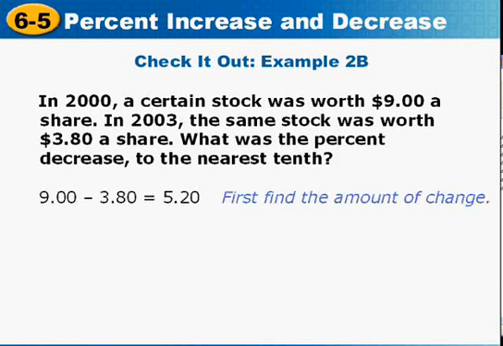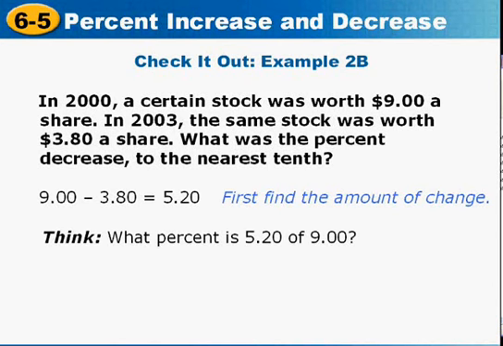Okay, first we're going to find the amount of change. Subtract to find the amount of change. $9 minus $3.80 is $5.20. Don't worry about the think. Just set up the ratio. Amount of change over original amount. That equals the percent of change.